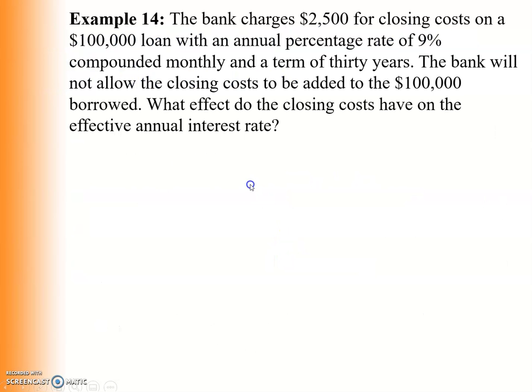Let's see one example. The bank charges $2,500 for the closing costs on a $100,000 loan with an annual percentage rate of 9% compounded monthly and a term of 30 years. The bank will not allow the closing costs to be added to the $100,000 borrowed. So what effect do the closing costs have on the effective annual interest rate?